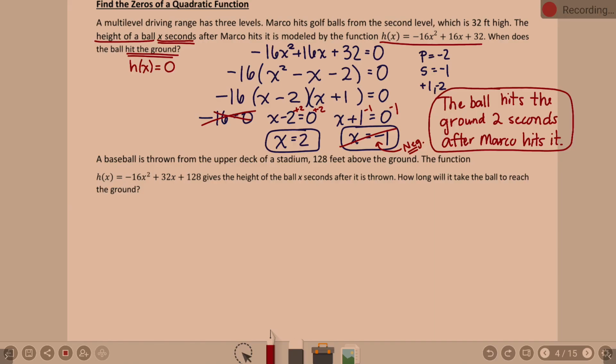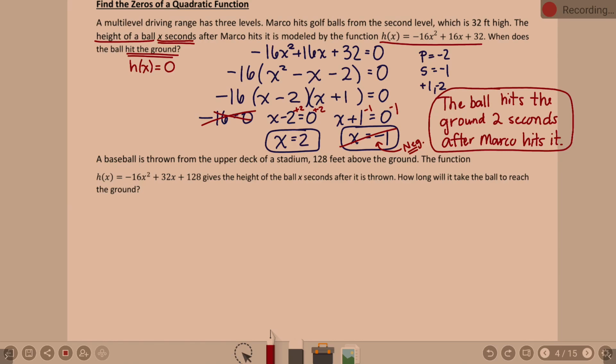A baseball is thrown from the upper deck of a stadium 128 feet above the ground. The function h of x gives the height of the ball x seconds after it was thrown. How long will it take the ball to reach the ground? Does it sound familiar? Instead of hitting a golf ball, we're throwing a baseball. Okay?